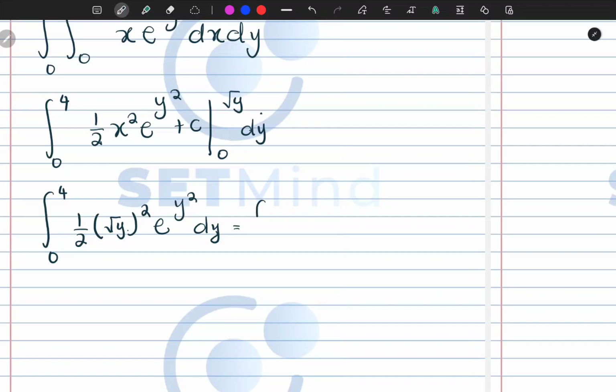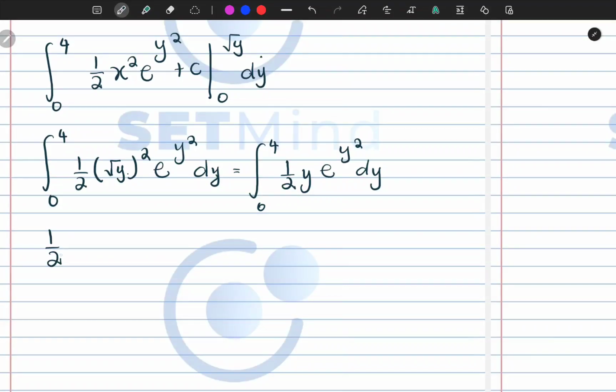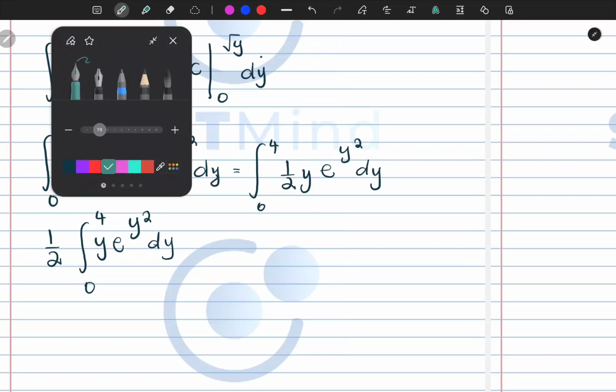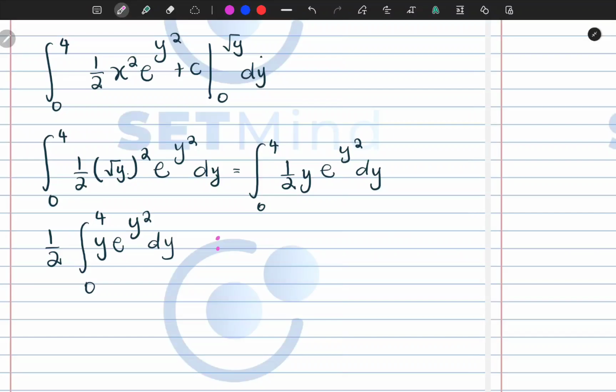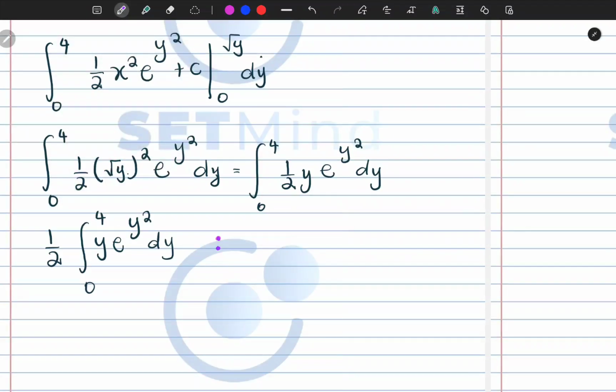So if you look carefully, our integral will end up being 0 to 4. Then we'll just have half of y, then e to the power of y squared dy. So I can just pull out the half. Then what I have is just y, e to the y squared dy, 0 to 4. Then this is where now my techniques of integration come in to make my life easy, because I can choose to do your substitution here, but I can choose not to even.